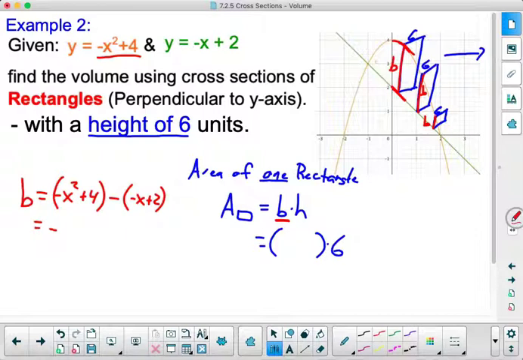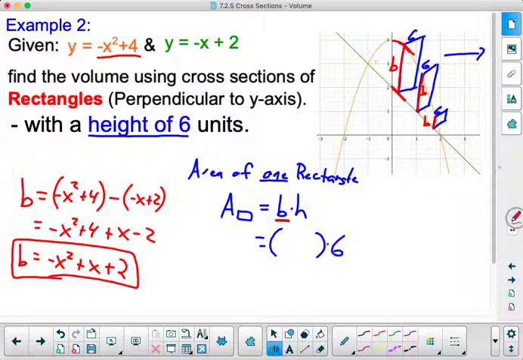So if I did a little more math here, and we have to do some algebra, if I distribute that negative, it turns into plus x minus 2. And if I do a little bit more, I have negative x squared plus x plus 2. And so my base is going to be all of that. I better give myself a little more room here. The base of my rectangle is negative x squared plus x plus 2. That's not bad, right? So a little different way to do it.